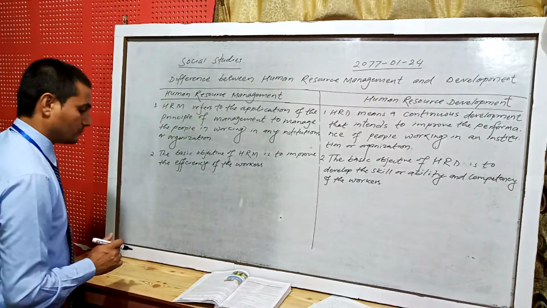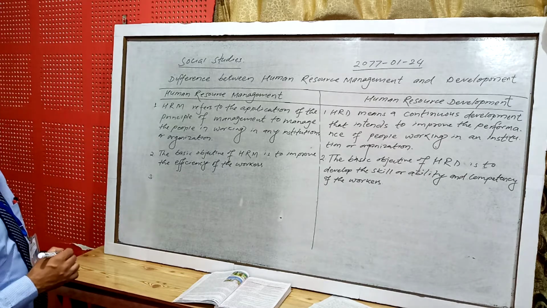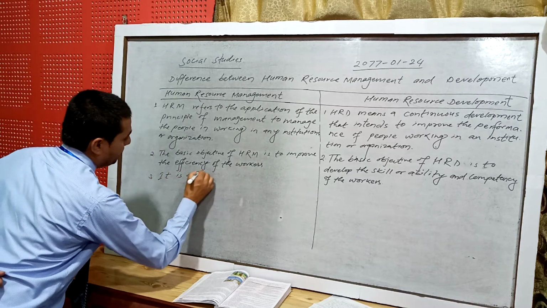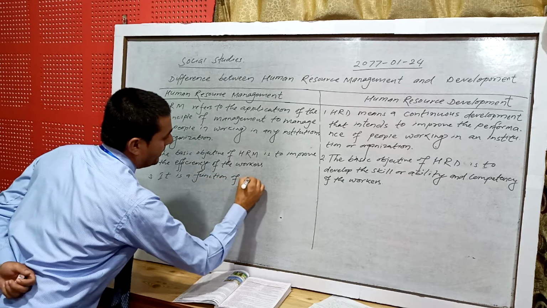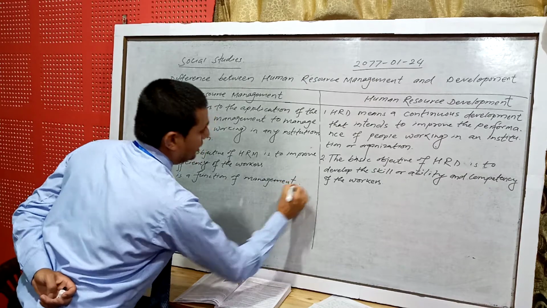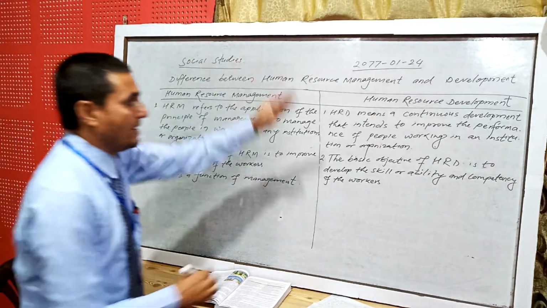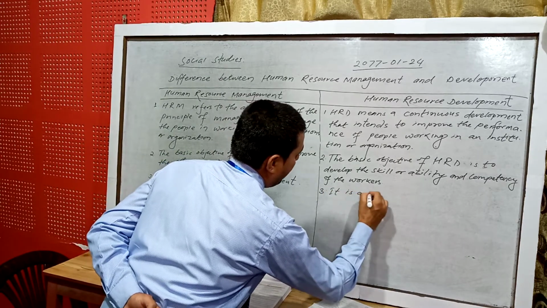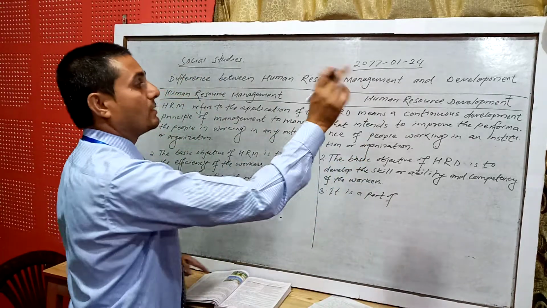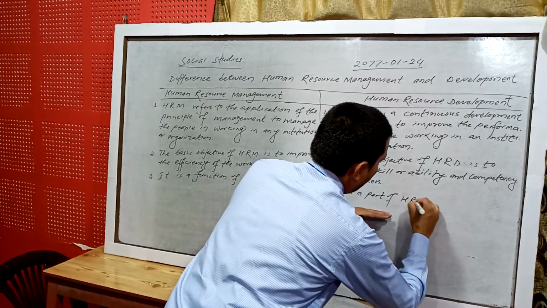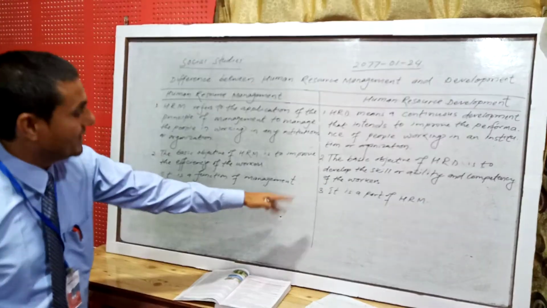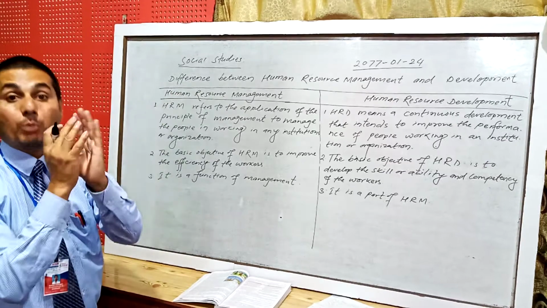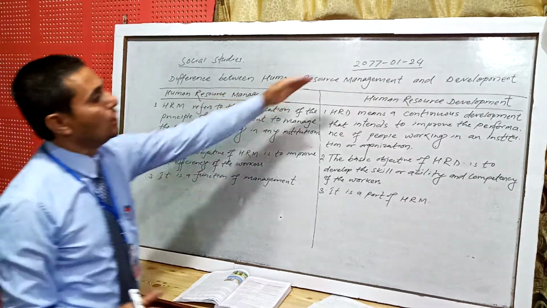Similarly, the third difference between HRM and HRD is that HRM is a function of management, and HRD is a part of HRM. Dear students, be clear. Human resource development is only a part of human resource management. So human resource management is a broader term. Under human resource management, human resource development comes.